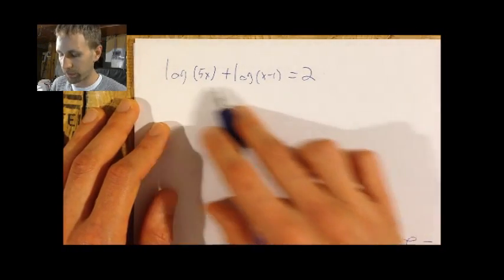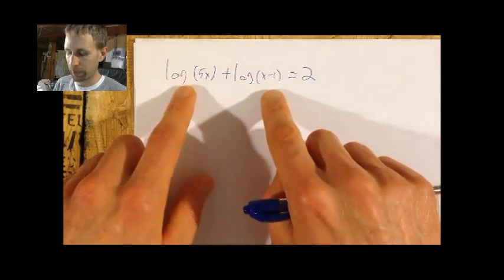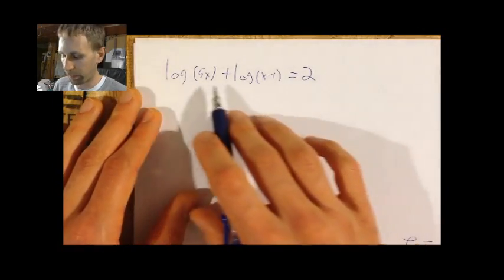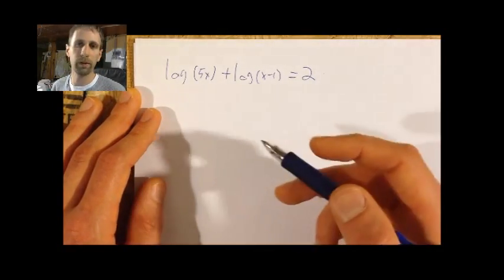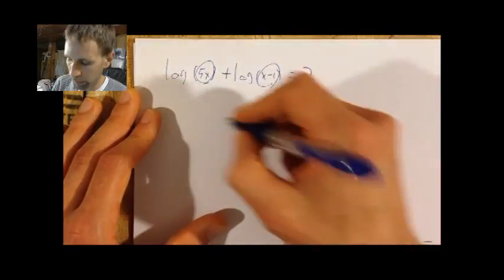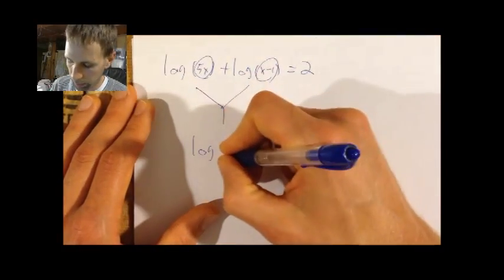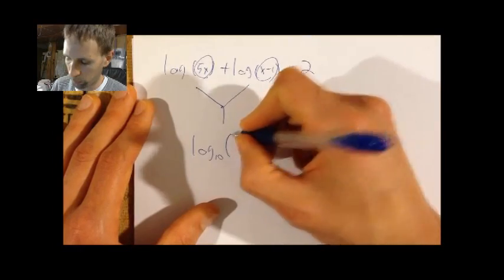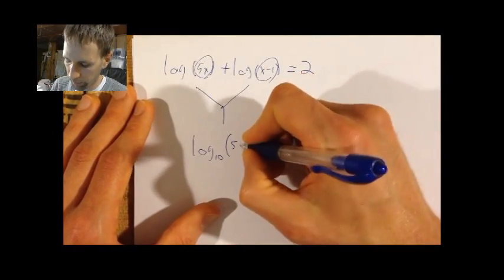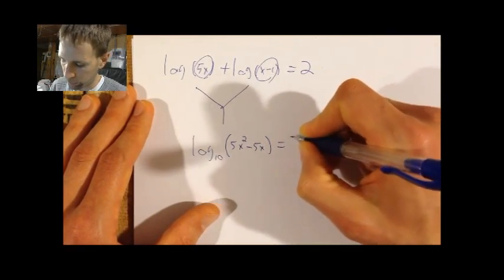You have to combine these first. You have to use the rules that we talked about earlier, the properties of logs, to condense this expression into a single logarithm first. So we have the sum of two logs, so we can rewrite that as the log of a product, the log of this times this. So these two are equivalent to log, and I'll just write the 10 down there to remind me, of 5x times x minus 1, which would be 5x squared minus 5x, and that equals 2.